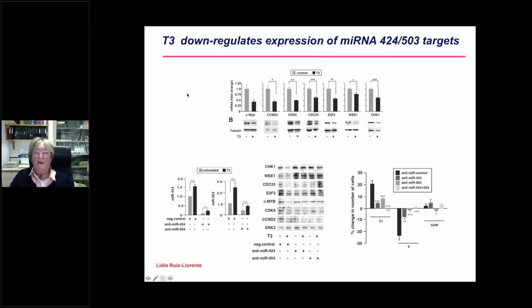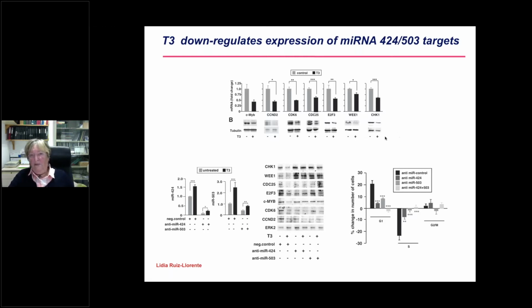Interesting, when we look both at the level of mRNA and at the level of protein to the expression of the putative target for the microRNA, we could observe that all of them were strongly repressed by T3. And in other experiments with the 3' UTR of this microRNA, we could observe that indeed T3 was able to destabilize the mRNA for these targets.